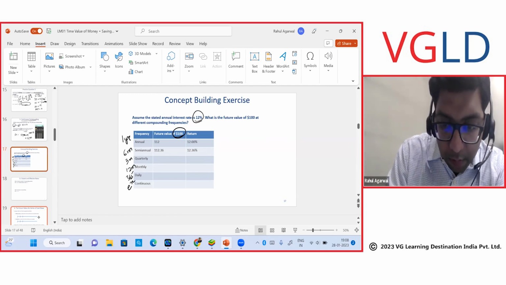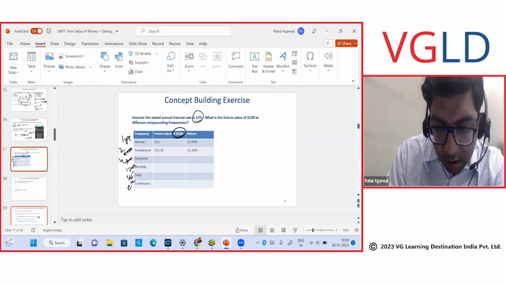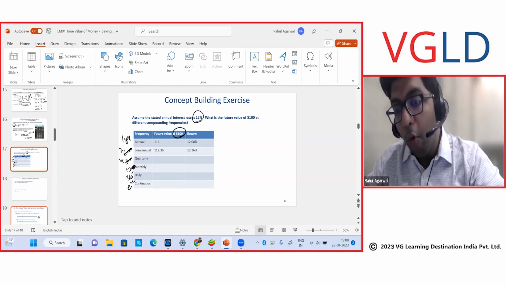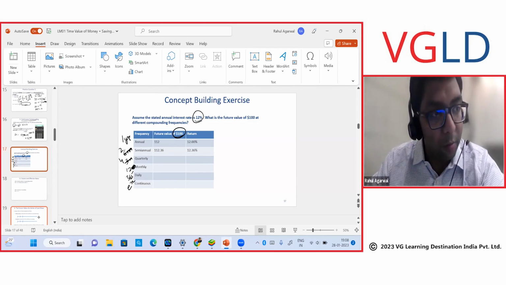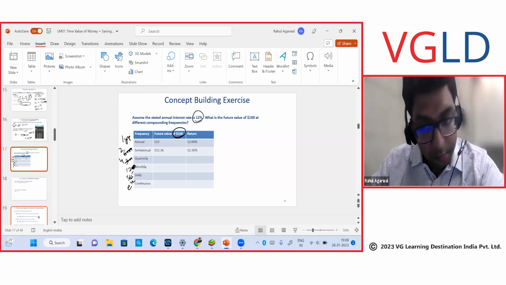So 6 months will be 2 periods. Quarterly will be 4. Monthly is obviously 12. So the more the number of periods, the higher the future value will be. Do you agree with me on this? Yes, sir.